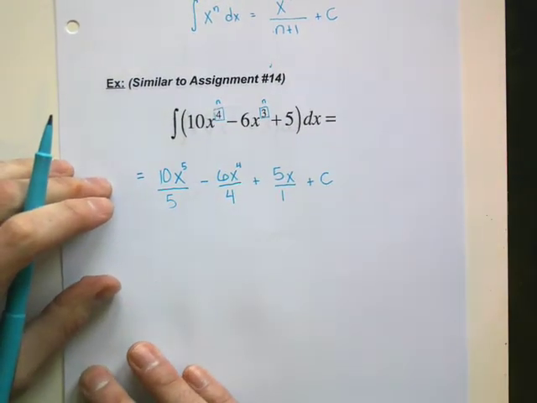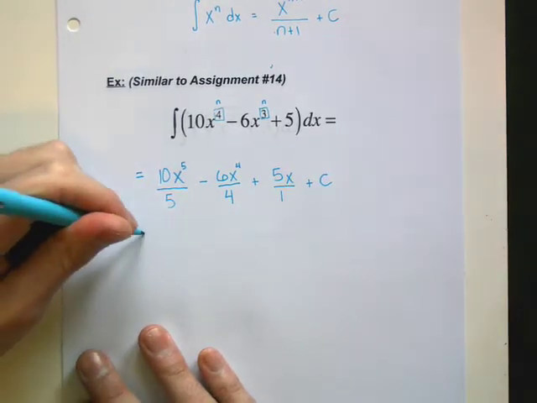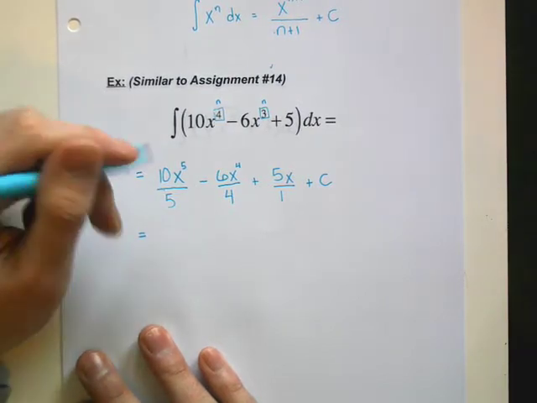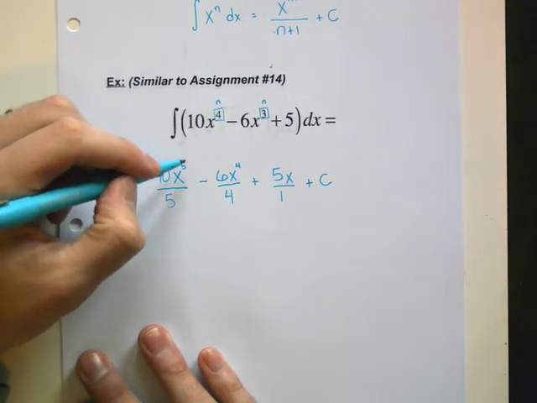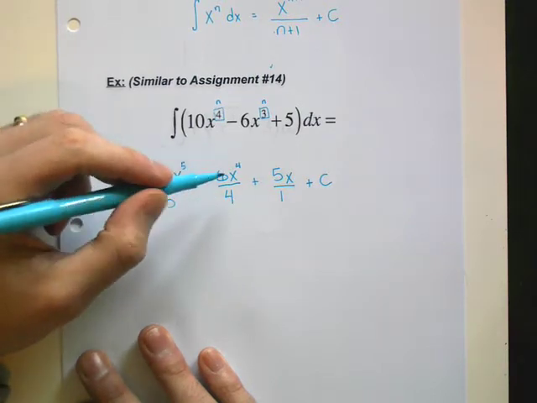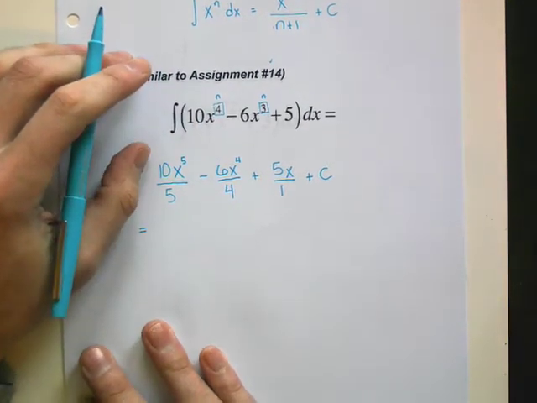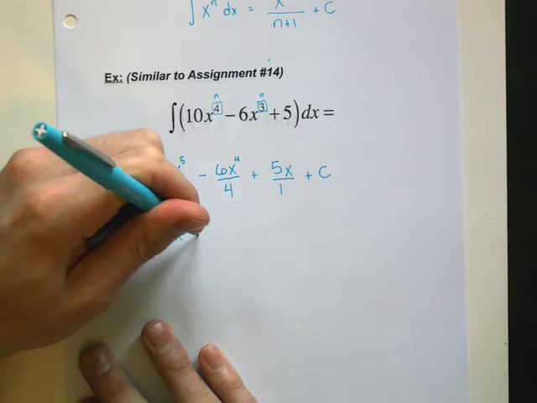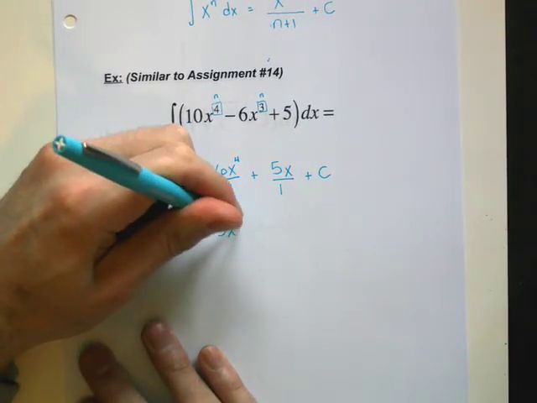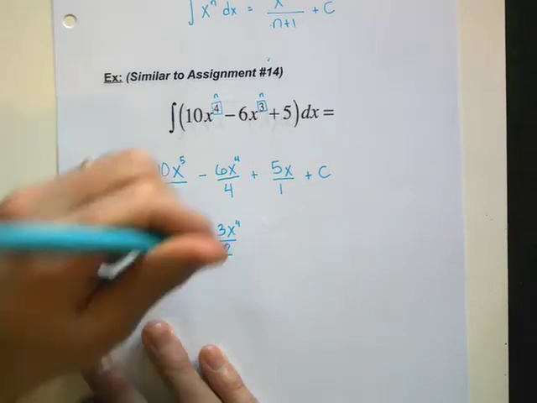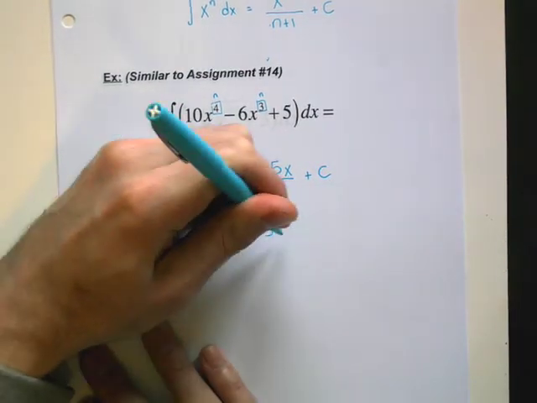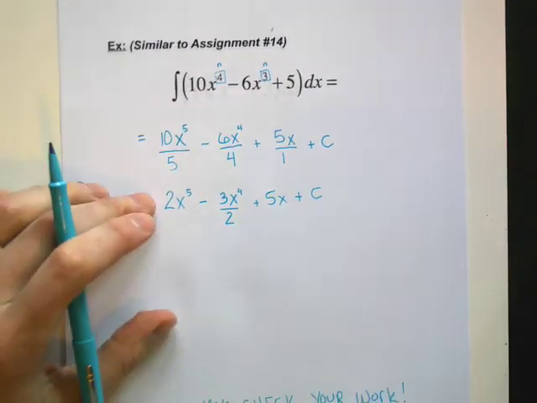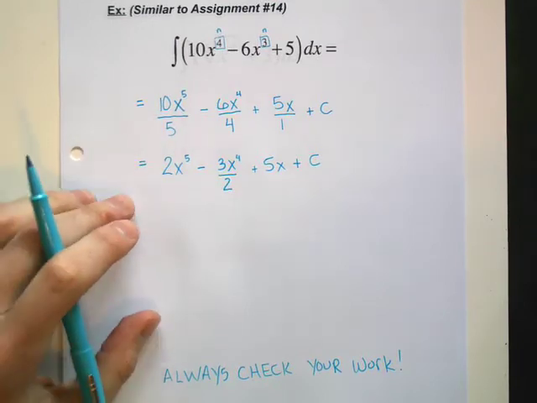A big key with all these problems is to simplify wherever you can. That means if you can divide fractions, divide them out and get a nice clean number. If you happen to have negative exponents, you want to move those. You don't want a final answer with negative exponents. So I'll make this 2x to the fifth. I'll make this 3x to the fourth over 2. And then I'll make this 5x plus a constant.